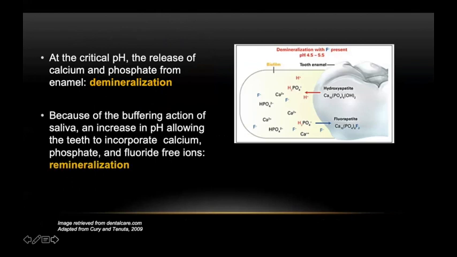However, saliva has a buffering action. So saliva can bring the pH to the normal levels, which is around 7. And if there are available calcium and phosphate and fluoride ions in the medium, these ions may be incorporated back into the enamel, and in that case, the remineralization can be initiated.